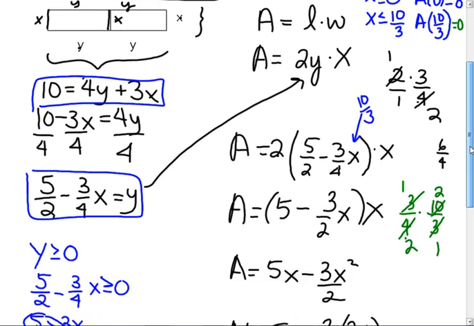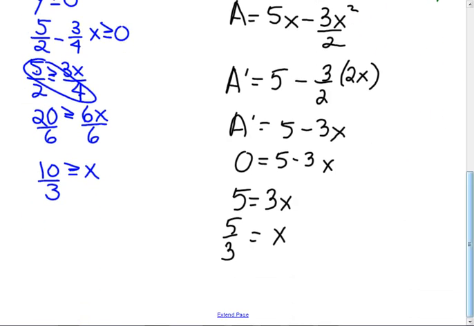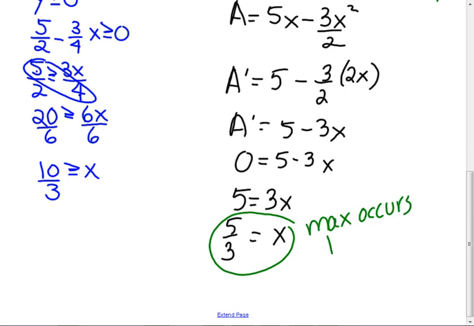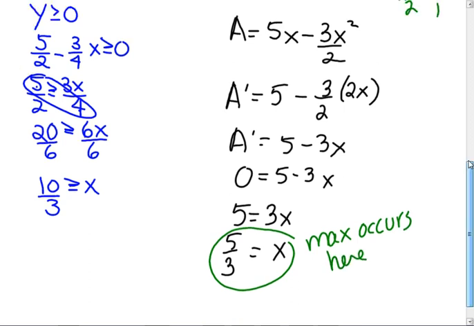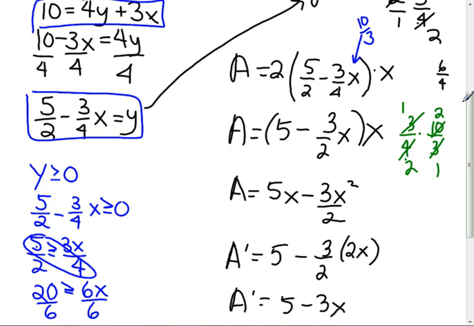Therefore, what must be true about this 5/3? This has to be the maximum. This is where it occurs. Maximum occurs here. But if you substitute it into the area formula, right in here, 10/3, that'll make this factor 0. You can use a calculator and just plug it in, but this would be a non-calculator question.